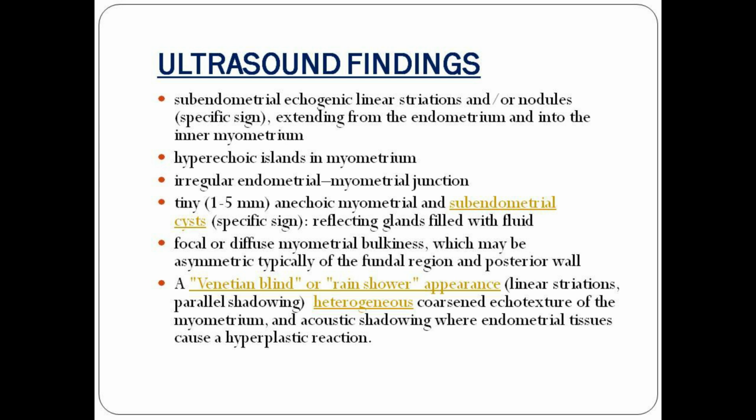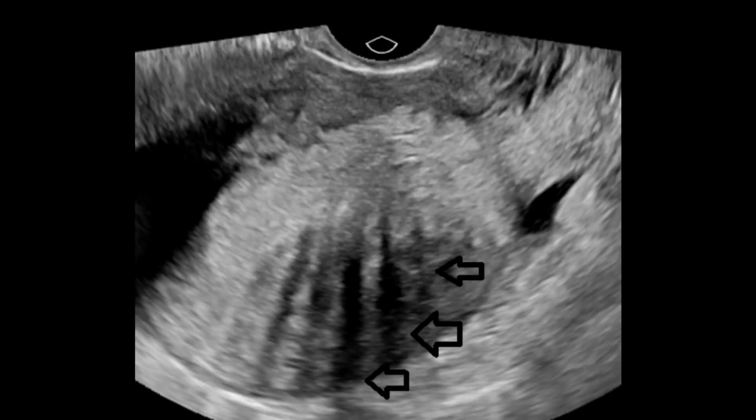Then hyperechoic islands in the myometrium, then irregular endometrial-myometrial junction, and the most interesting thing is the Venetian blind or rain shower appearance. These are linear striations or parallel shadowing with heterogeneous coarse echotexture of the myometrium. I'm going to show you the Venetian blind appearance in the coming images. So, in this image you can see the typical linear striations. These are the linear striations which are caused by the endometrium.